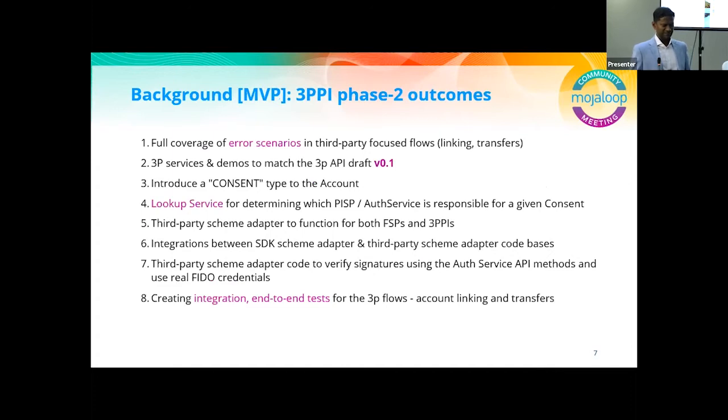In the MVP phase, actually the team over-delivered in phase 1. And before phase 2, we had some of the services, not mocked ones, but real services for third-party functionality. In the MVP, we started off by offering support, not just for happy path scenarios, but error scenarios. Our goal was to develop a version 0.1 of the third-party API, provide a consent oracle lookup service support for PISP, authentication services, and then integration and end-to-end tests.